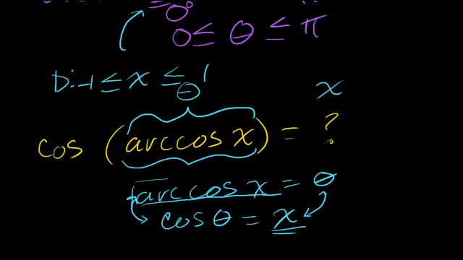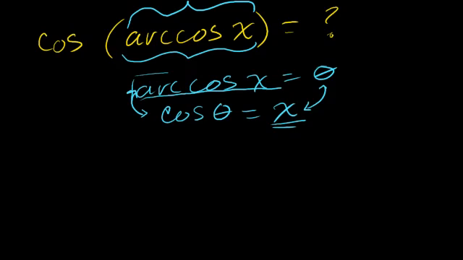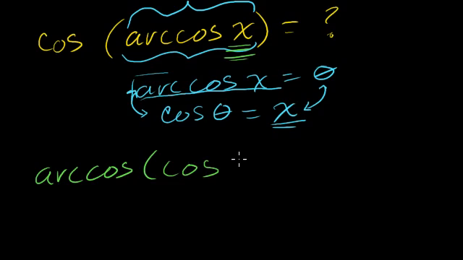Now let me ask you a bonus, slightly trickier question. This is true for any x that you put in here, any value between -1 and 1, including those two endpoints. This is going to be true. Now what if I were to ask you what the arc cosine of the cosine of theta is? What is this going to be equal to?